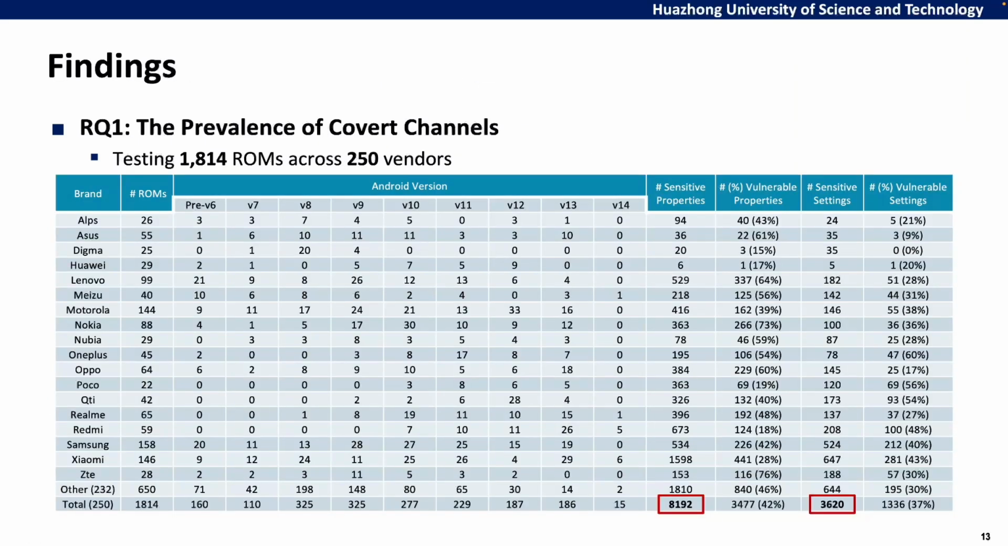Here, I will briefly introduce our findings. After testing more than 1,800 system ROMs, we uncovered thousands of system properties and settings that contain non-resettable device identifiers.